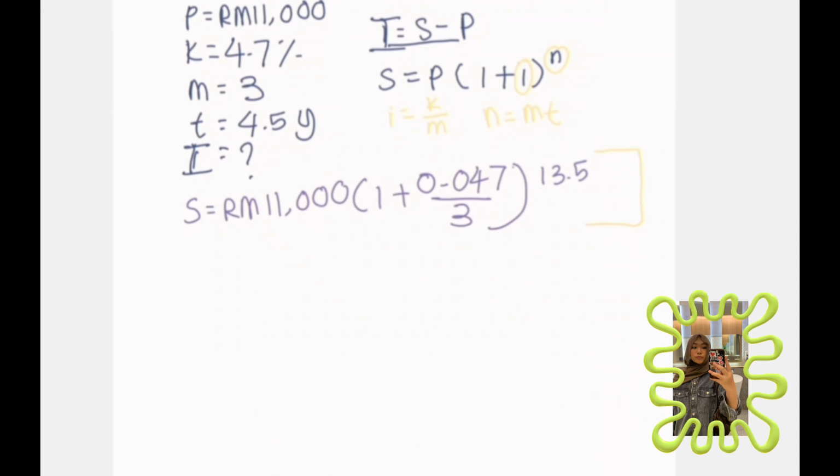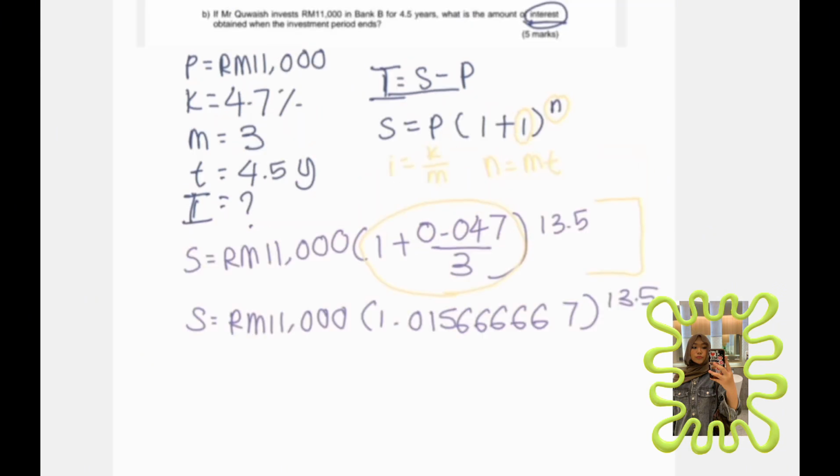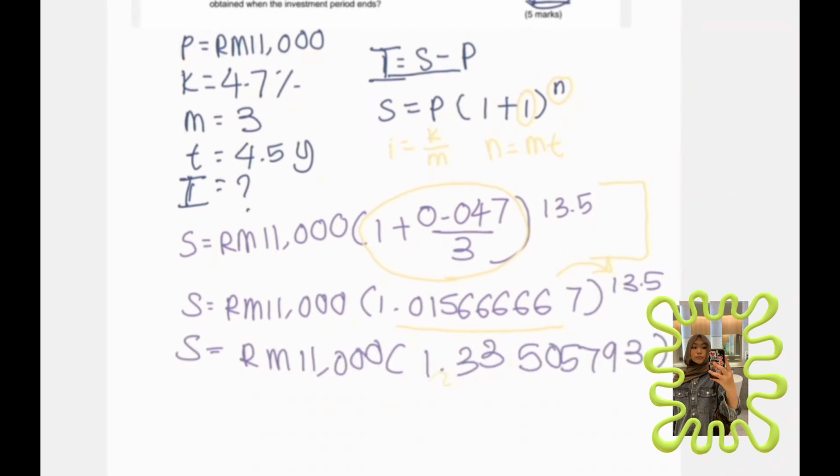Now let's do the calculation. Let's start with the numbers in the bracket. After you get this answer, multiply it with what Mr. Quaish invests. So this is the answer for the future value.